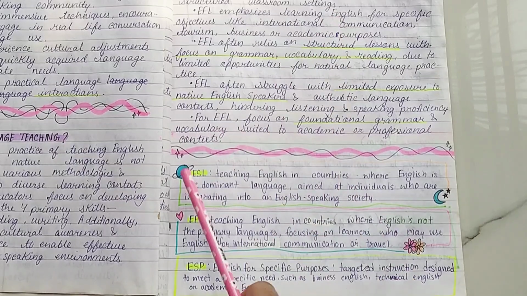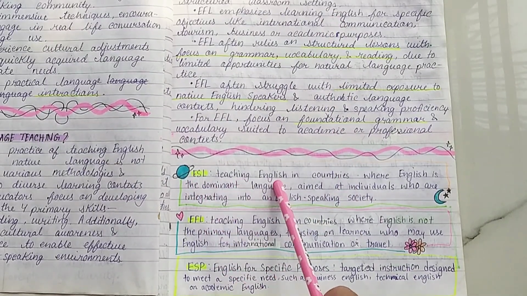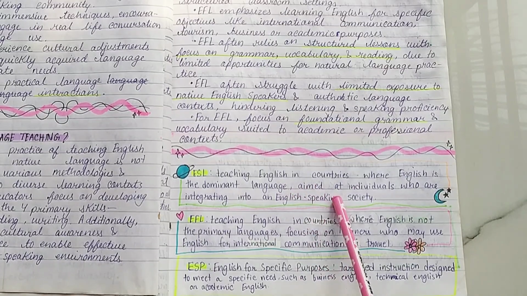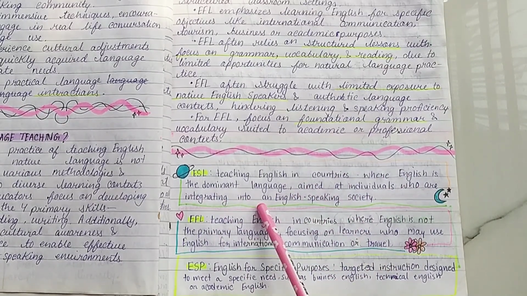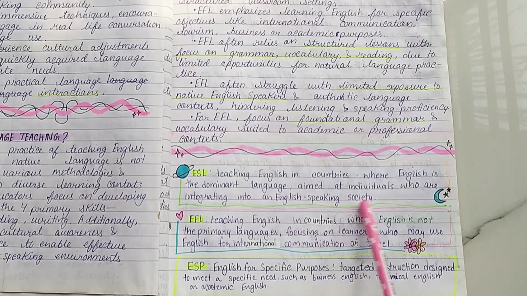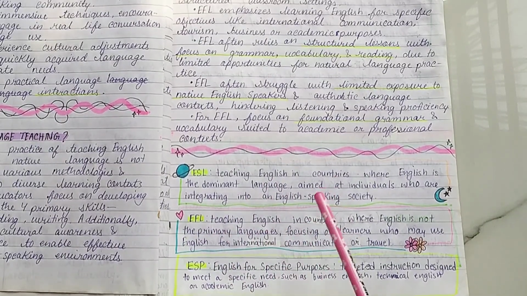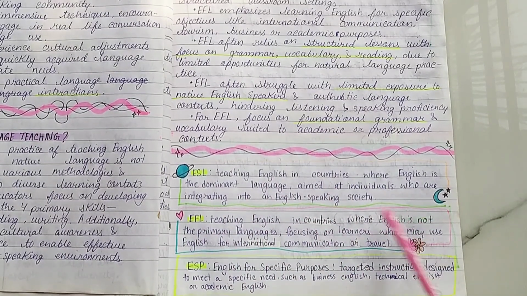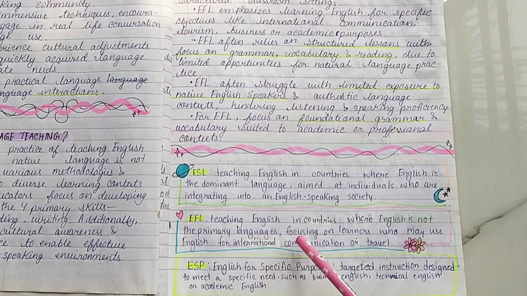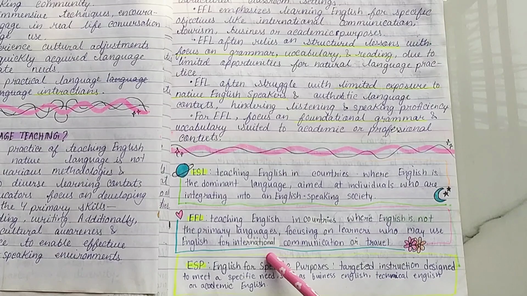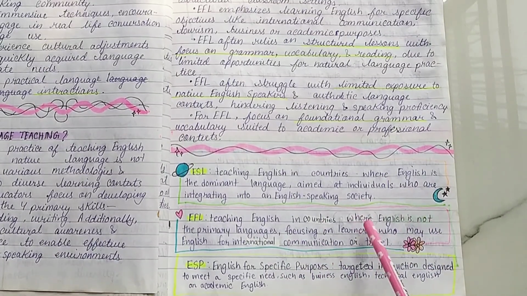To summarize, ESL is to teach English in countries where English is the dominant language, aimed at individuals who are integrating into an English-speaking society. EFL is the teaching of English in countries where English is not the primary language, focusing on learners who may use English for international communication or travel.